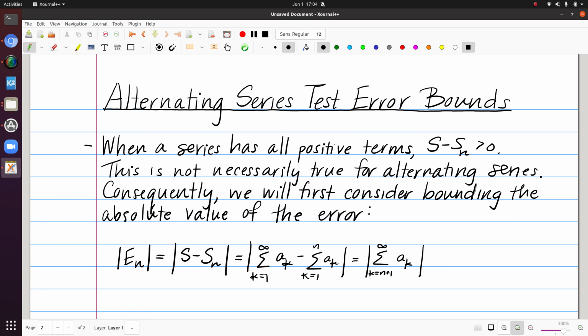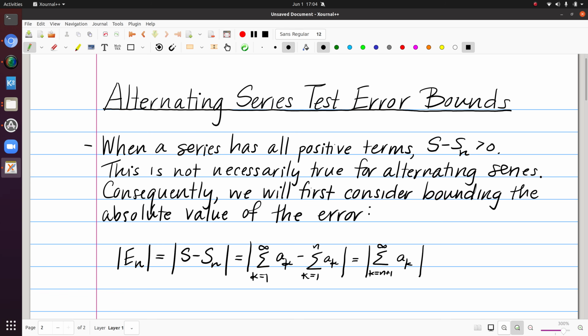Consequently, to begin with, we're really just going to consider the size of the error. And by this, I still define error, E sub n, as S minus S sub n. But we're going to be interested at first in just trying to gauge a bound on how large that can be without worrying about the sign. So we'll talk about the absolute value of E sub n.